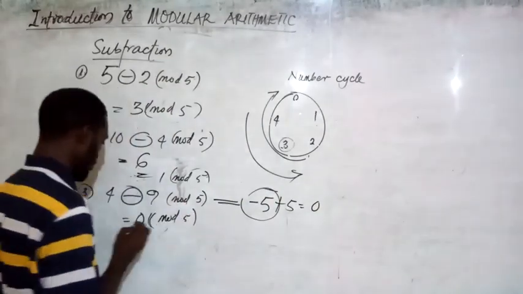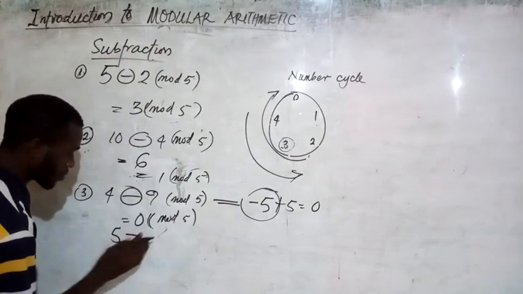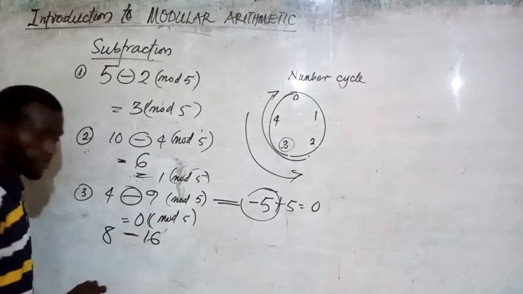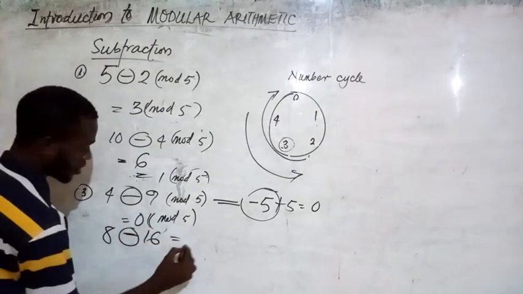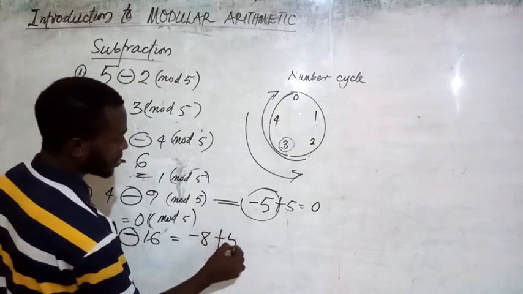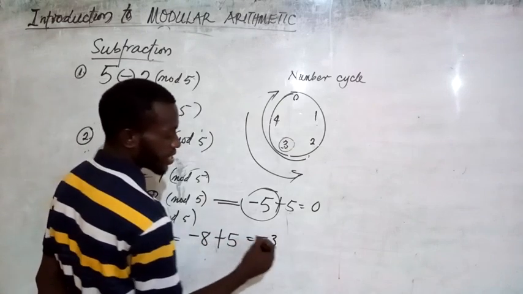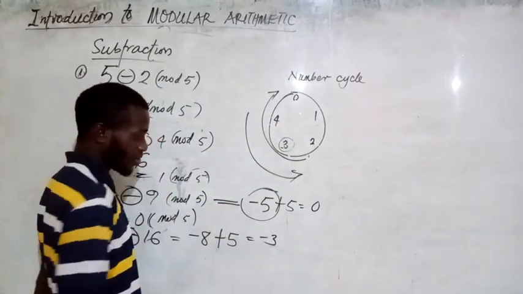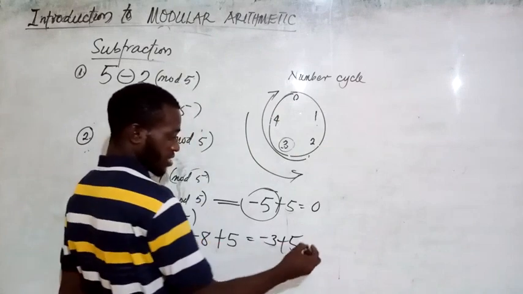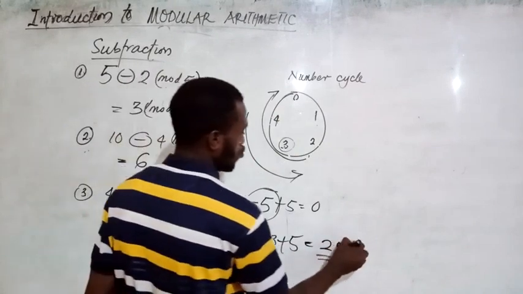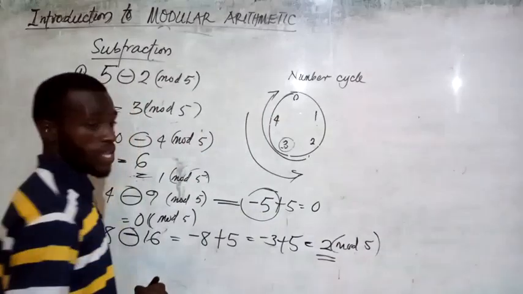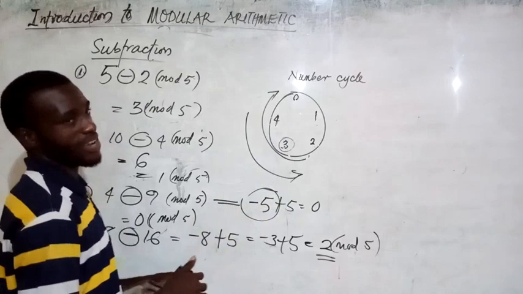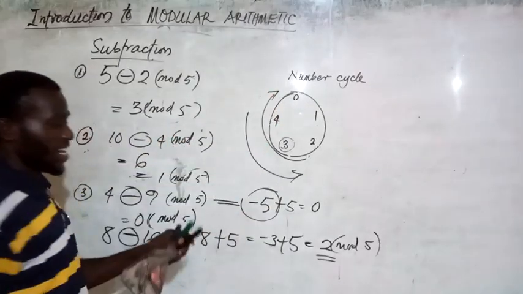But if it were, for example, like 8 minus 16, here you know it's going to give you minus 8. So simply add the modulo. If you add the modulo, you get minus 3. So there is no minus 3 in the number circle. All your answer must lie within this circle. So you add another 5. When you add another 5, you get what? 2. And that's going to be 2 mod 5 as our answer. But the other thing you could also do with this is going around again, which is going to take your time.